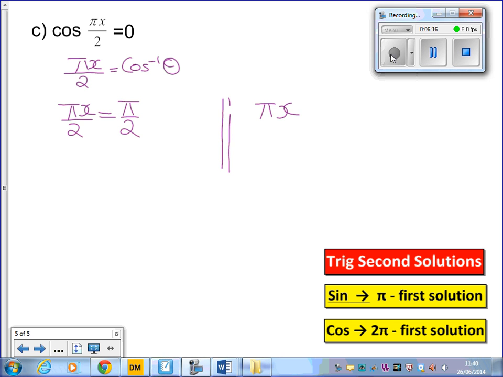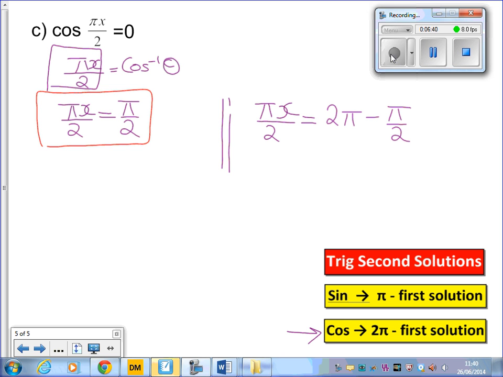So pi x over 2, that's just this part repeated, equals my second solution, 2 pi take away my first solution, which was pi over 2. Now I've got two separate equations here and here, and I need to solve both of them.